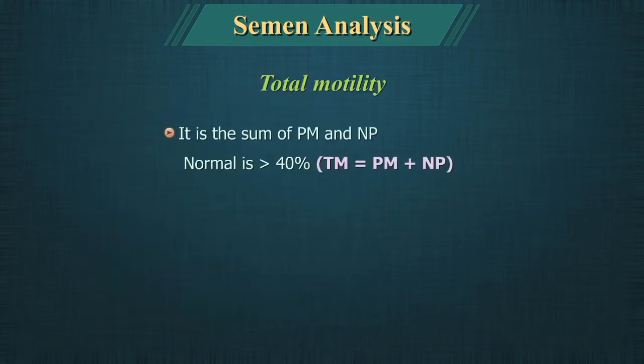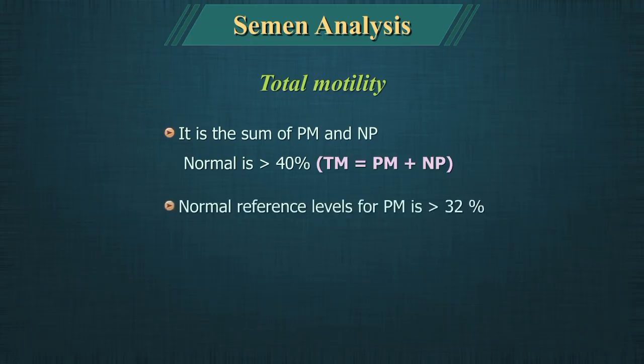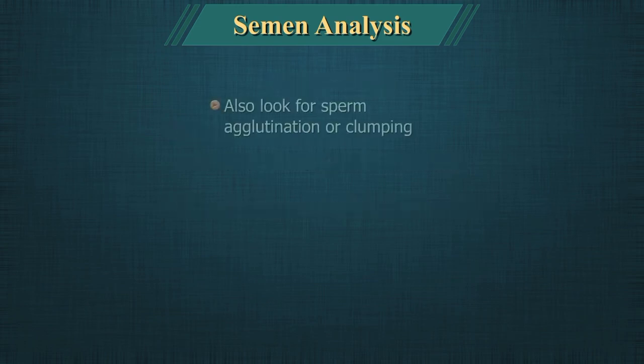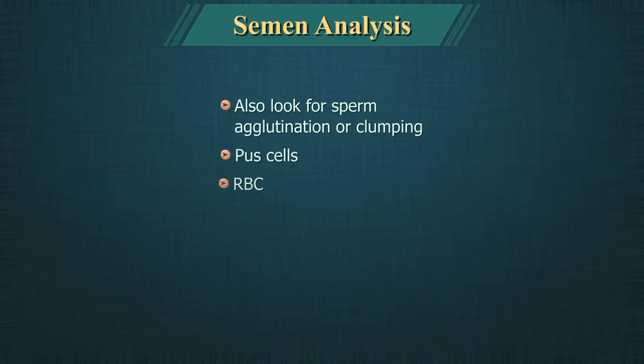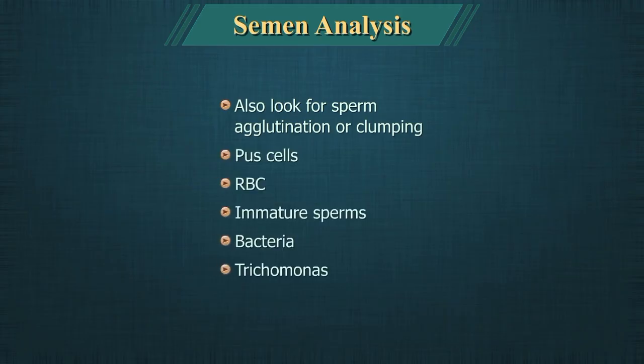Total motility is the sum of progressive motility and non-progressive motility, and it should be more than 40%. The normal reference level for progressive motility is more than 32%. Also, look for sperm agglutination or clumping, presence of pus cells, RBCs, immature spermatozoa, bacteria, trichomonas, etc.